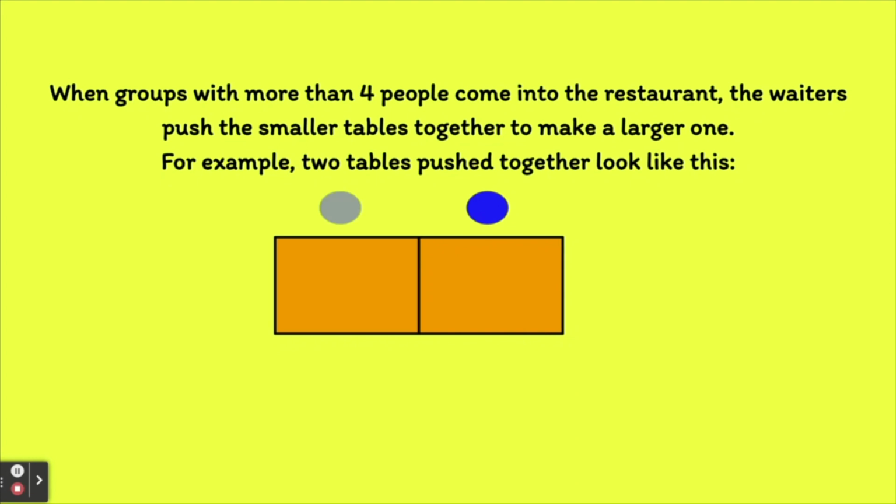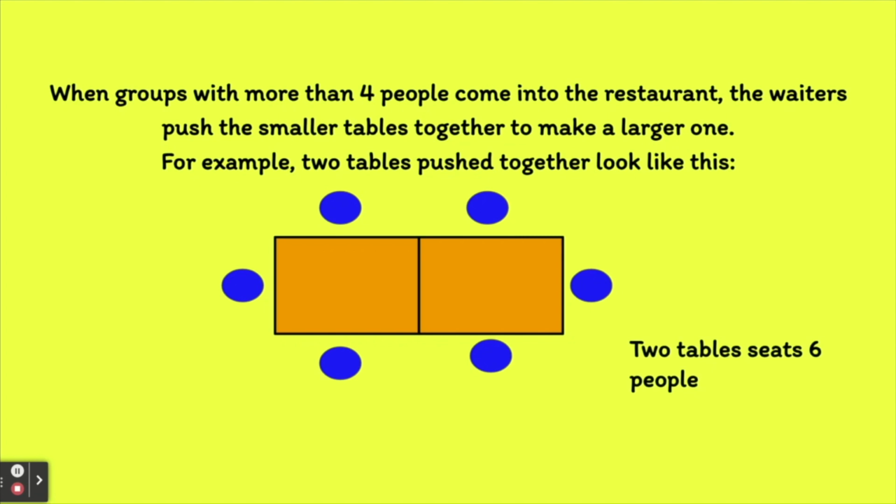Here's a chair, another chair, third chair, fourth, fifth, and sixth. So how many chairs for 2 tables? 2 tables seats 6 people. All right, so keep this in mind as we're moving forward. Notice we are sitting on the outside of the tables.